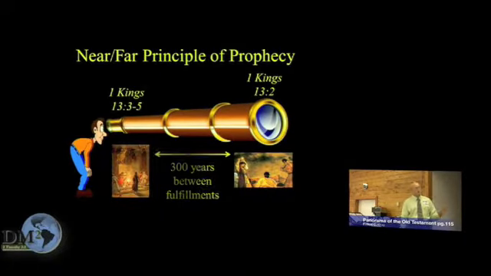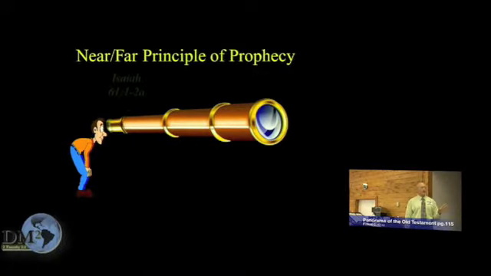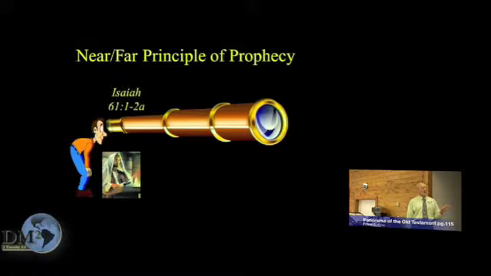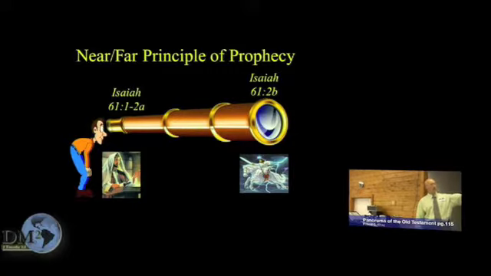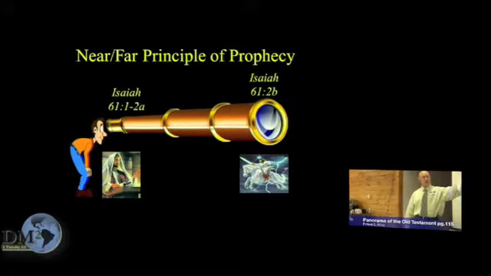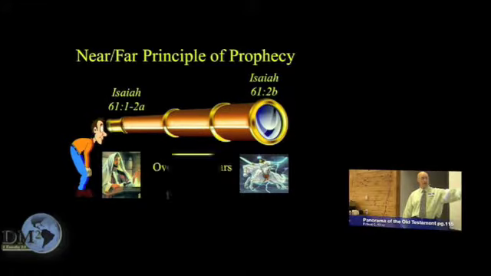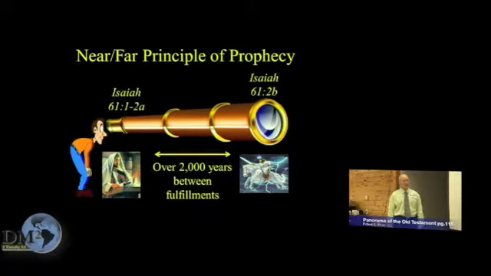Now, we took that and we looked at Isaiah 61. And we saw how the Lord read it in Luke 4. He says, I've come to proclaim the favorable year of the Lord, has been fulfilled in your hearing that day. But he stopped short and didn't finish the whole passage. The rest of that passage from 2b onward is about the second advent when he comes to rule and reign. There's over 2,000 years between fulfillments. We've got the same thing here.